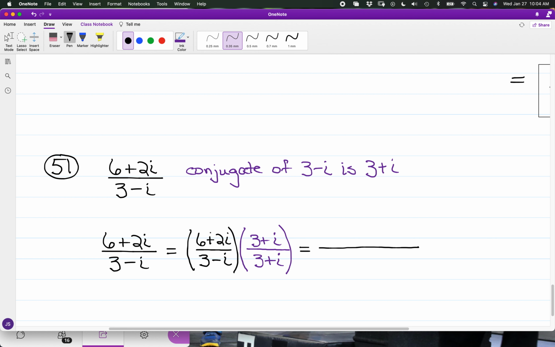Okay, so we have with the FOIL, 6 times 3 is 18. We have outside part, plus 6i. Inside part, you have 2i times 3, another 6i. And then we have 2i times i, so this is going to be 2i squared. And again, for the denominator, 3 minus i times 3 plus i, multiplying, you have 9, and plus 3i minus 3i to go out, and we have negative i squared.